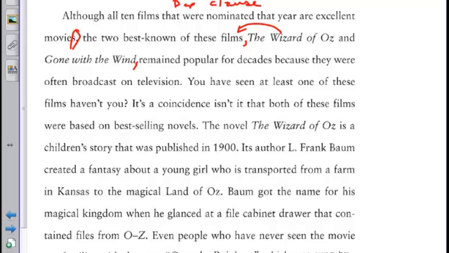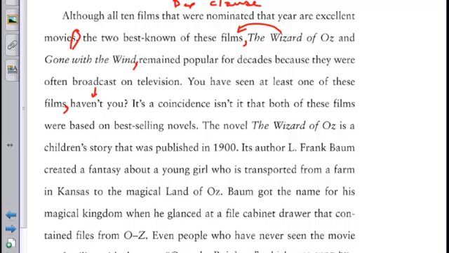You have seen at least one of these films, haven't you? Remember, when we use a short question like that, a short subject-verb sequence, if it comes anywhere but the beginning of a sentence, we're going to set it off with commas. If the sentence had been, haven't you seen, then there would be no commas after haven't you. It's a coincidence, isn't it?